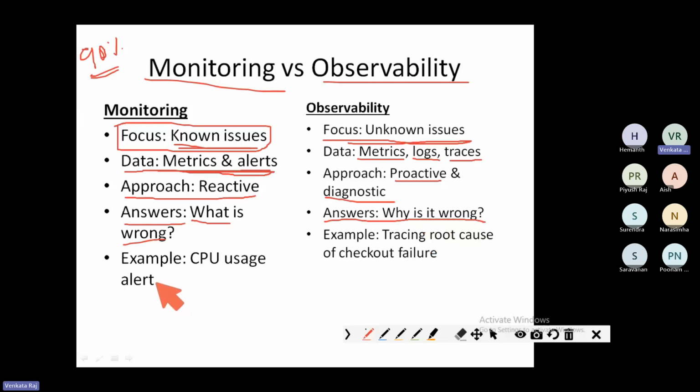So guys, the example for monitoring is a CPU usage alert, the one I was explaining to you. I got an alert that CPU utilization went beyond 90%, for example. But if I go and analyze the traces during that window, I will be able to find out what caused the spike in the CPU utilization. All of you agree with me? Yes or no? So these are the differences between monitoring and observability. Any questions, anyone?